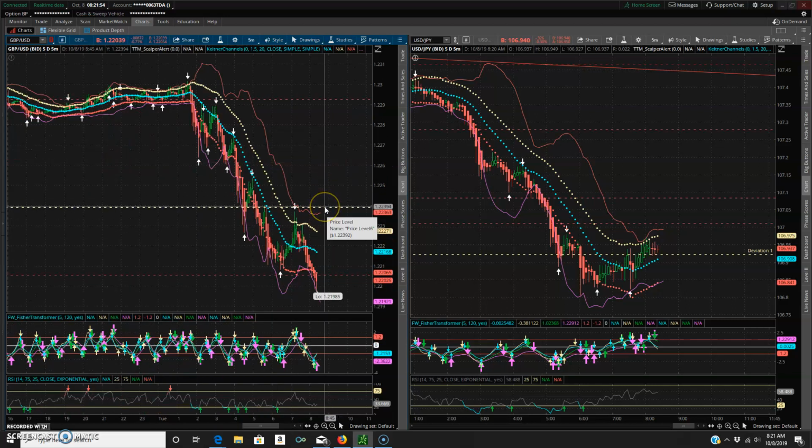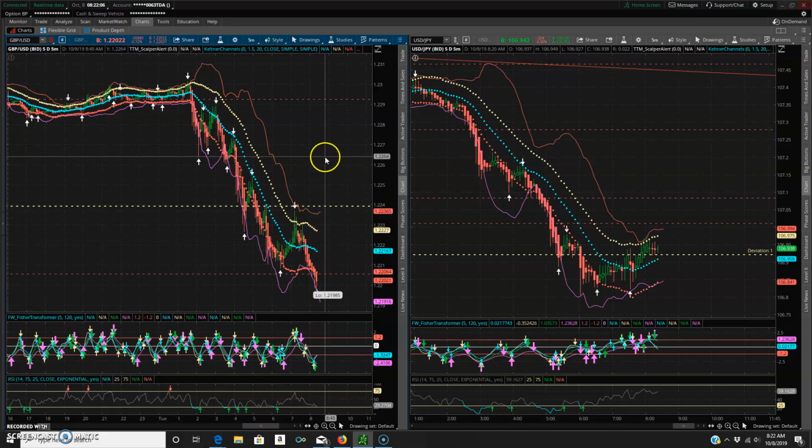Deviation level 1 is right here at 1.2239. So this has a 70% chance of reversing back in and falling into this area. It'd be really nice if it did. That means this area right here would definitely hold as a support without a doubt, if it went back into there.